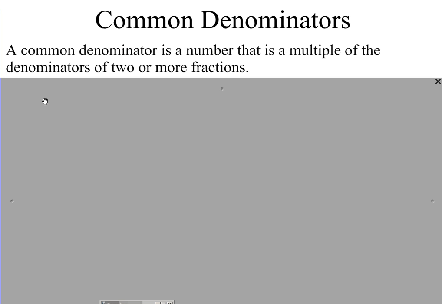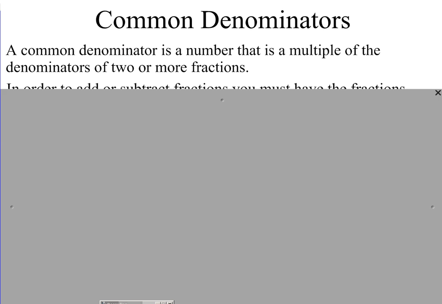When we do operations with fractions, we must have a common denominator anytime we are adding and subtracting fractions only. A common denominator is a number that is a multiple of the denominators of 2 or more fractions. So again, you see the word multiple in there, which was a vocabulary word we had in exercise 1. So you're once again going to see these terms come up over and over and over again. So the better you get to know the vocabulary, the easier a lot of these problems are going to be.